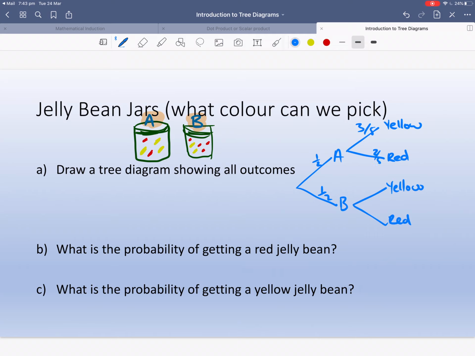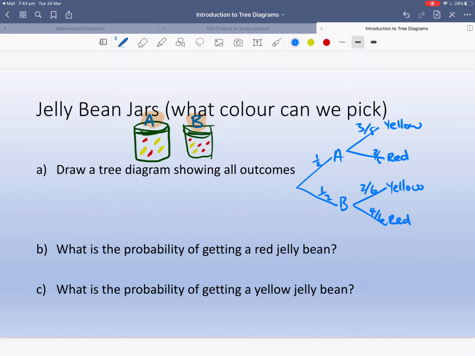Now, in the second jar, you can see it's actually 2 for yellow out of 6. So it actually has 1 more. And for red, we can get 4 out of 6.